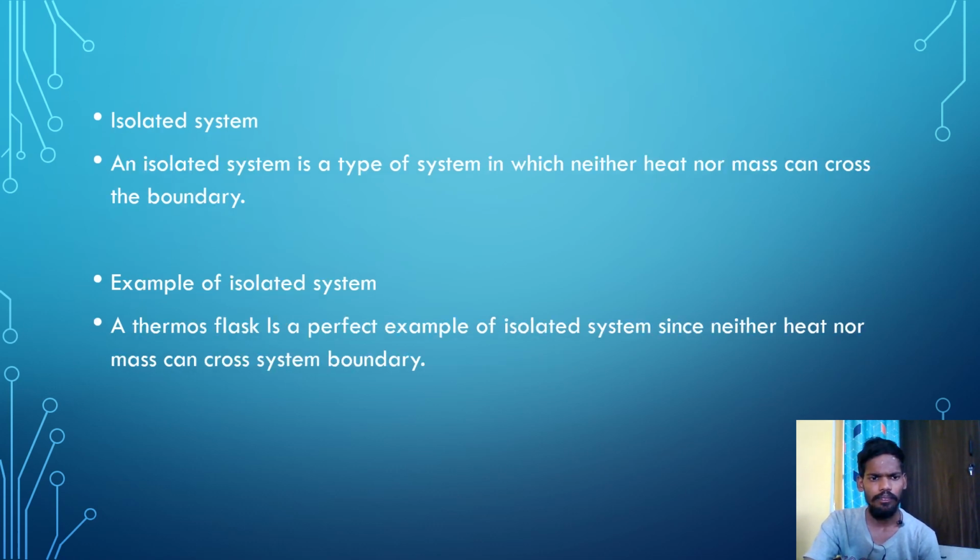Isolated system. An isolated system is a type of system in which neither heat nor mass can cross the boundary. Example of isolated system: a thermos flask is a perfect example of an isolated system, since neither heat nor mass can cross the system boundary.